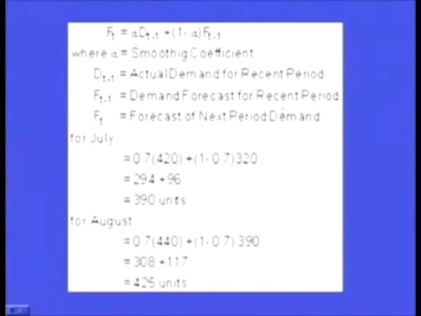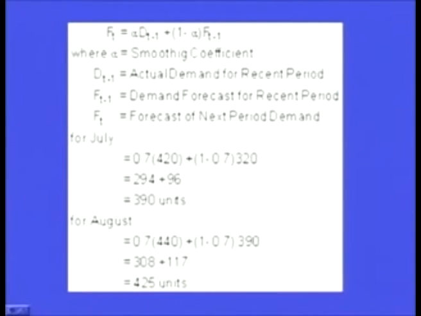Now, what was the demand forecast? That was calculated using the simple average method, and that value was 320. Then Ft is the forecast of the next period demand. So, Ft we can find out for July, using the data which is already available with us, because for June we know what the actual demand was and what the forecast was.